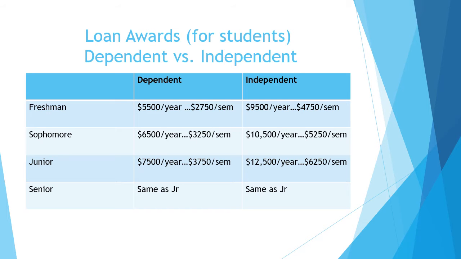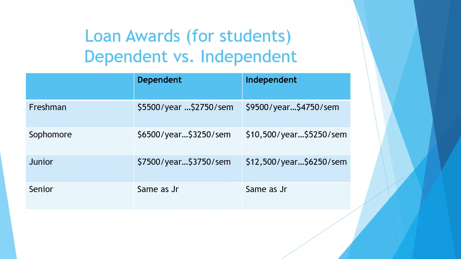So this slide gives you an overview of just those different loan amounts in any given semester. As a dependent student, a freshman can get $2,750, while an independent student can get $4,750. And then that progresses up each semester, the sophomore level, junior level, but then the junior and senior level loan amounts for a given semester or year will remain the same. So that's just there to help you plan accordingly as you're going through the process.